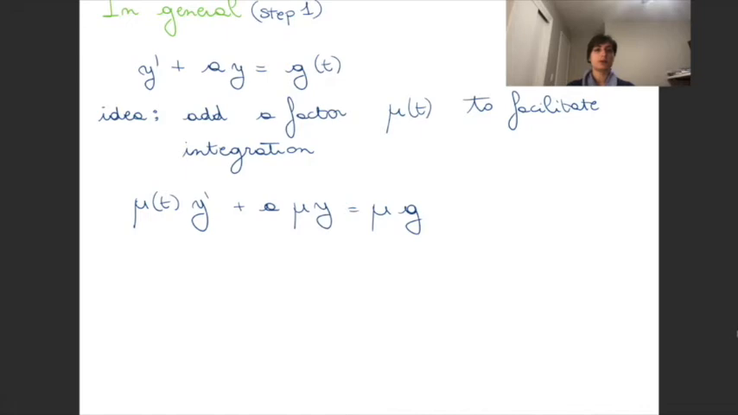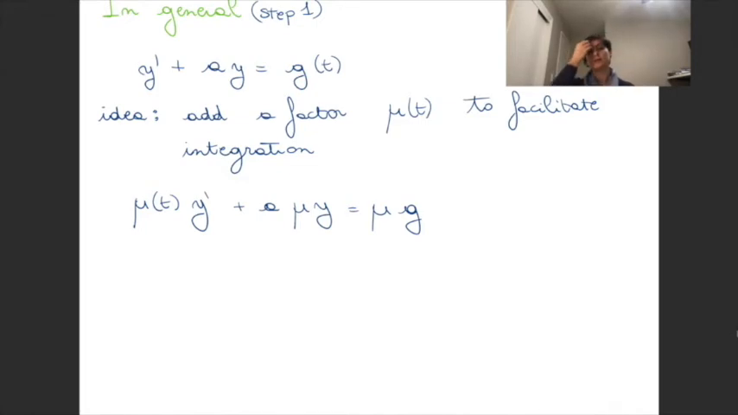Let's try to go more in general. In general, actually, this approach does not work as straightforwardly. So we have to adapt it a little bit. The idea is that we add a factor that we'll call mu of t that will make our integration easier. So as before, we want the left-hand side to be the derivative with respect to t of the function that we know. Usually that doesn't work directly, but if we multiply the left-hand side by a function mu that we can choose, we can tune it in such a way that it works out again.